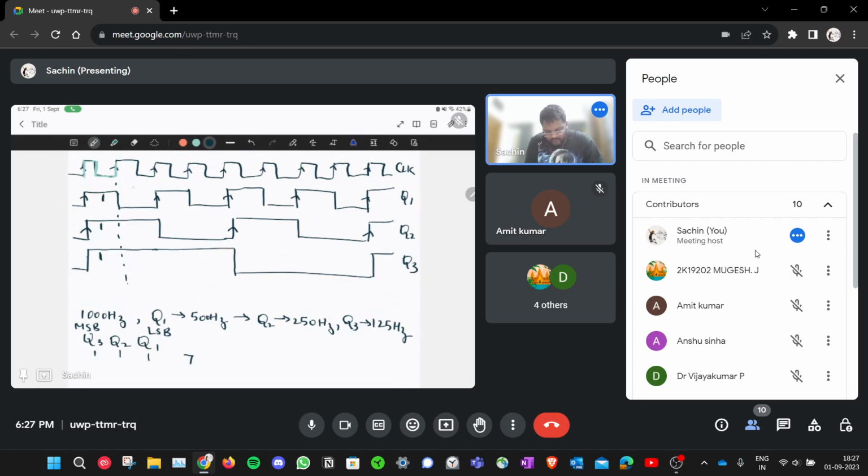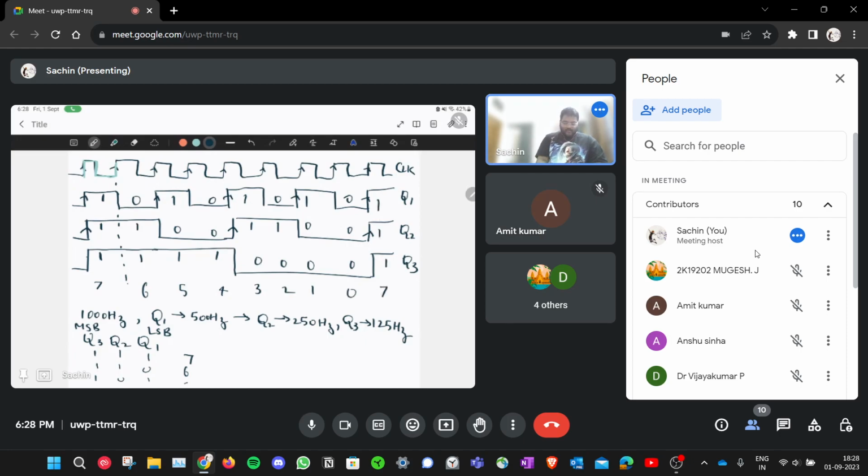And then the next clock pulse, it's 110, that's 6. Next it's 101, that's 5. So you can see 100 is 4, 011 is 3, and then 010 is 2, 001 and 000. So it's counting from 7, 6, 5, 4, 3, 2, 1, 0, and then again it's going to 111.